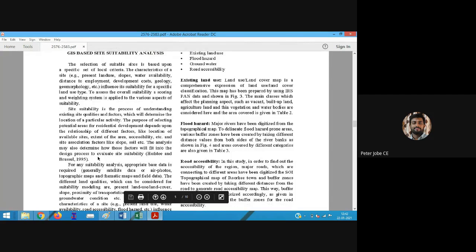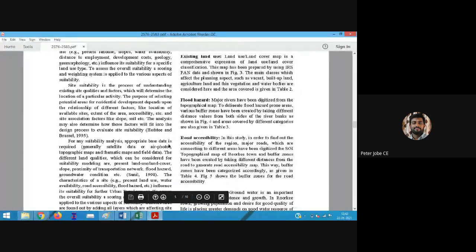So for any suitability analysis, appropriate base data is required. Base data means what they try to tell us is the satellite data or air photos or topographic maps, all those thematic maps and the field data that are available. That's the base data that they are referring to. The different land qualities which can be considered for suitability modeling are the land use and land cover, slope, proximity of transportation network, flood hazard, groundwater condition, etc.